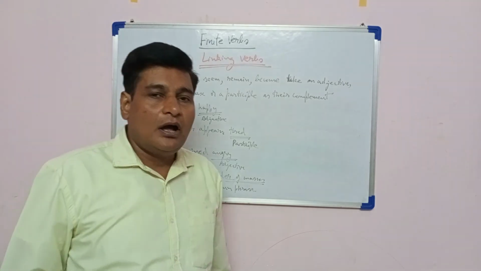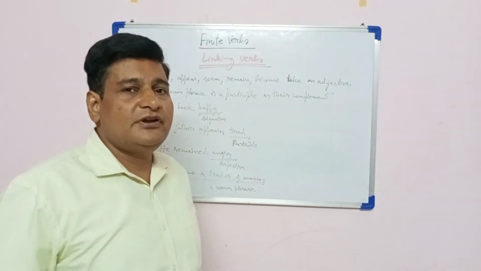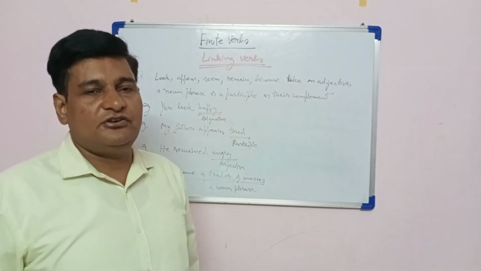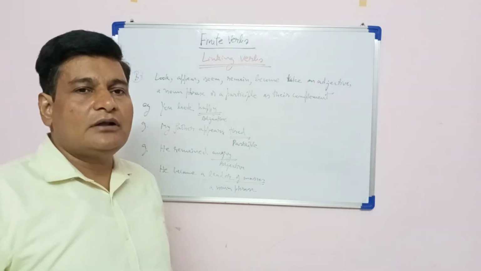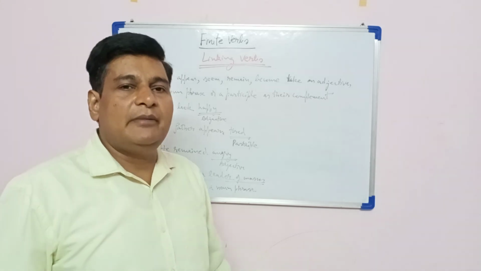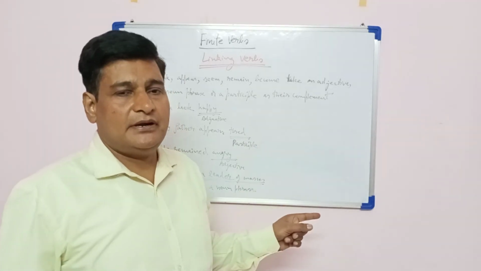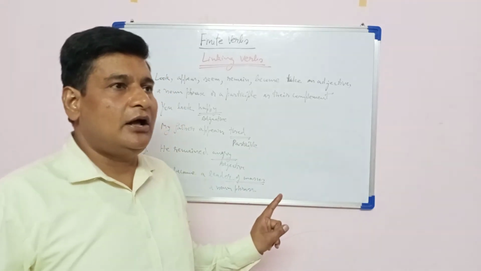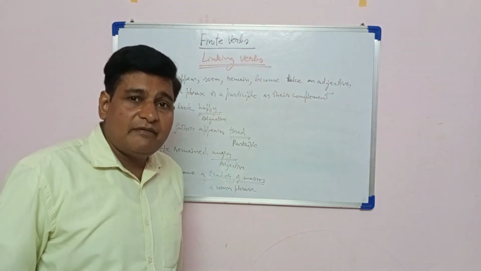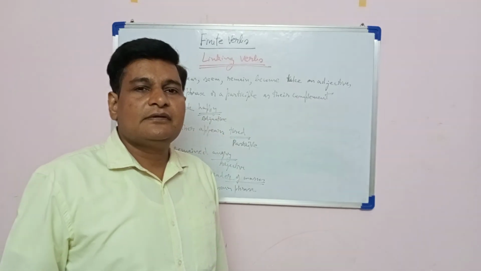So I hope you have understood what linking verbs are. Now there is one basic difference between linking verbs and intransitive verbs. Intransitive verbs also don't take an object, but they don't take a complement either. But linking verbs don't take an object, but they take a complement. Intransitive verbs don't take the object and don't take the complement. This is the difference. So I hope you have understood. Today we understood linking verbs and primary auxiliaries.